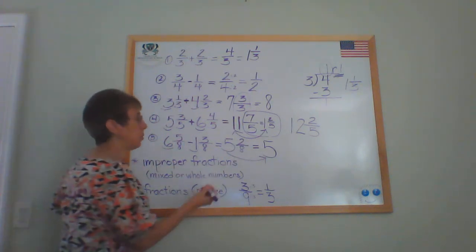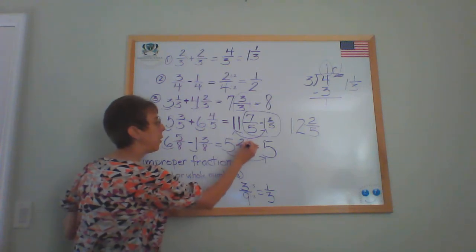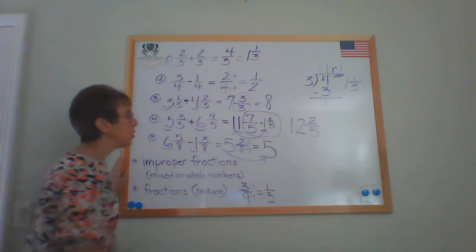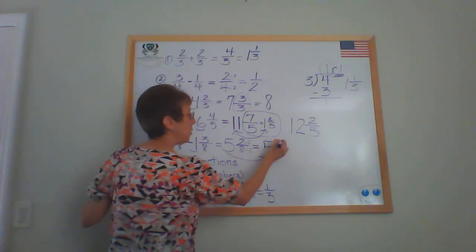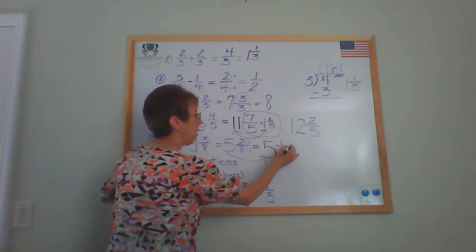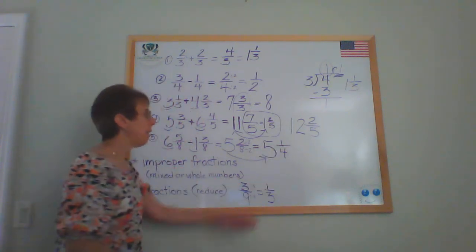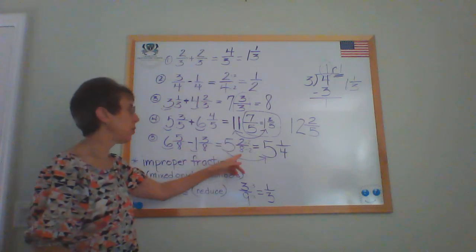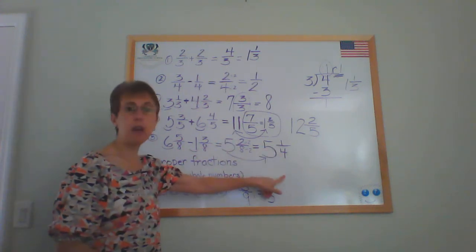What can you reduce 2/8 by? You can divide both the numerator and the denominator by 2. So that 2 divided by 2 equals 1, and 8 divided by 2 equals 4. And so we end up with 5 and 1/4. So we have reduced 5 and 2/8 to 5 and 1/4.